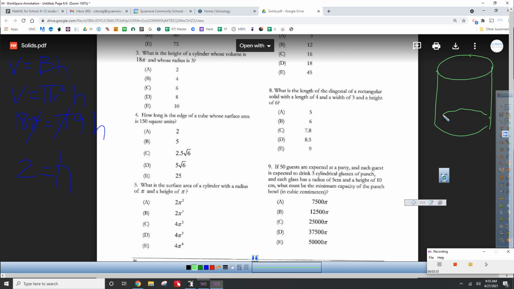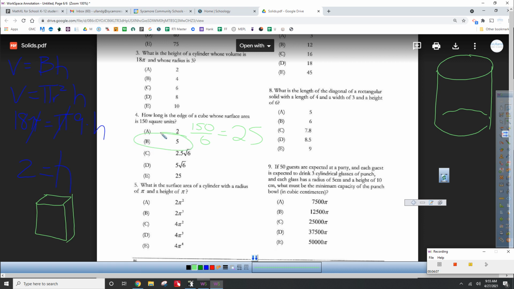How long is the edge of a cube whose surface area is 150? Well, how many squares are on a cube? There are 6 squares on a cube. Top, bottom, left, right, front, back. So 150 divided by 6 is 25. So if the area of each one is 25, then how long is the edge? It's 5.